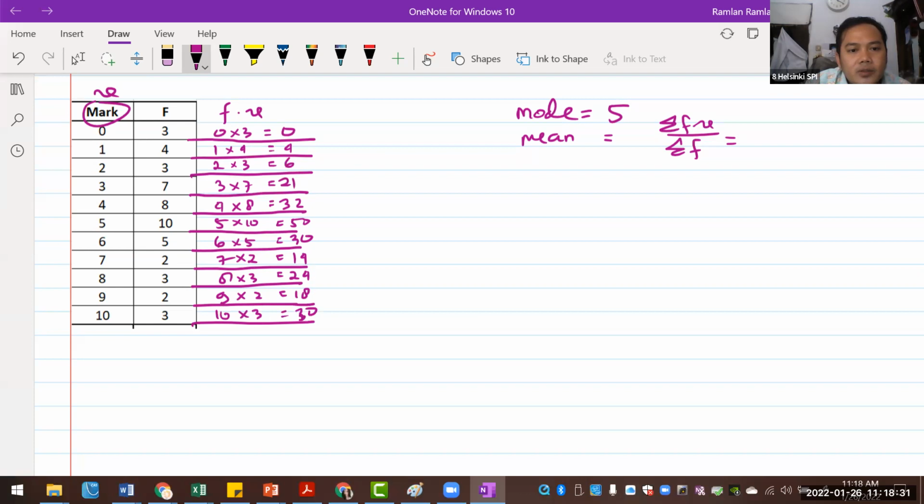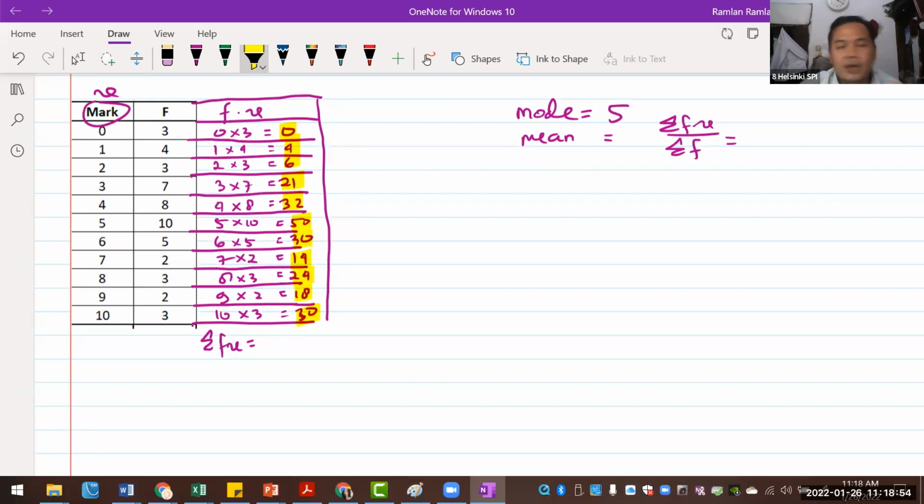Okay, here we go. So after you get all of these values by multiplying the f and the x, you need to find the total. So here we have the sigma f x. The ones that you add are these, the ones that I marked here. You only need to calculate that. I'm gonna move my calculator with me. 10 plus 21 plus 32 plus 50 plus 30 plus 14 plus 24 plus 18 plus 30, and that will be 229.